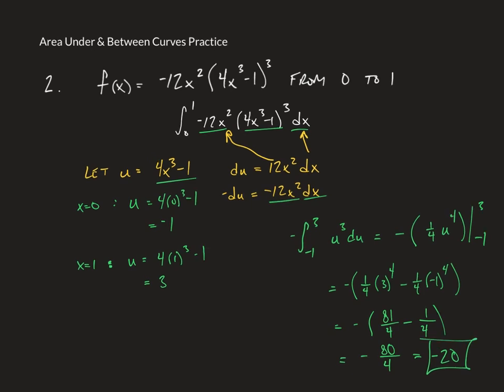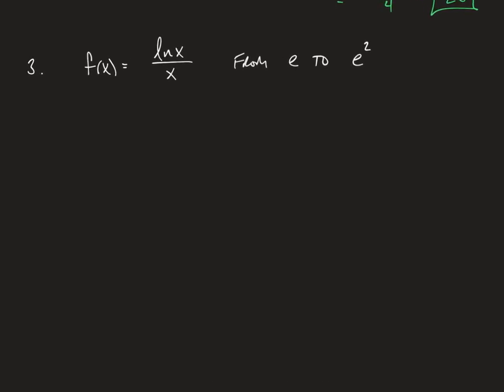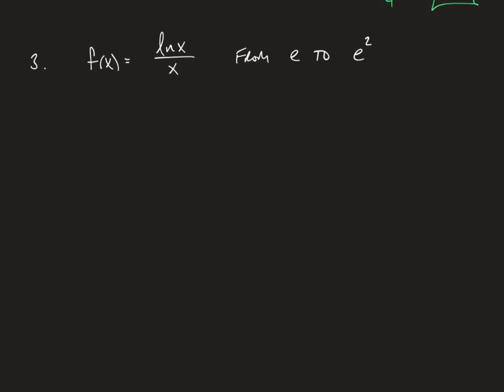All right, let's do example number 3. So we're trying to find again the area under the curve of this function f of x from e to e squared on the x-axis. So I'm going to rewrite this as an integral first. So from e to e squared, ln of x over x dx.